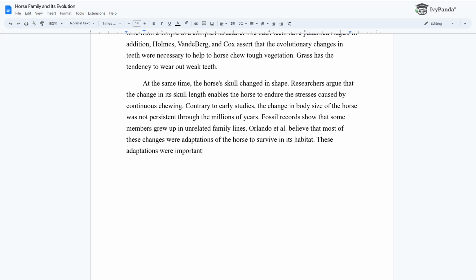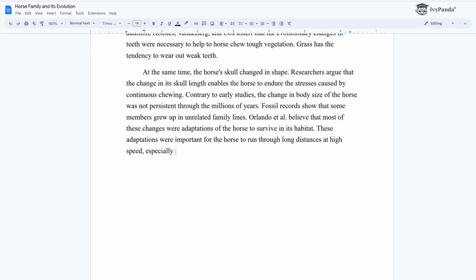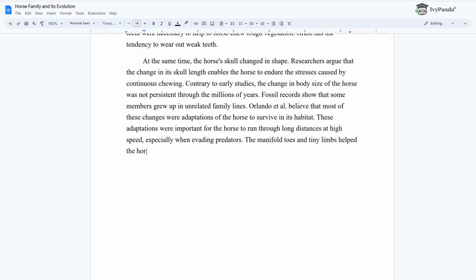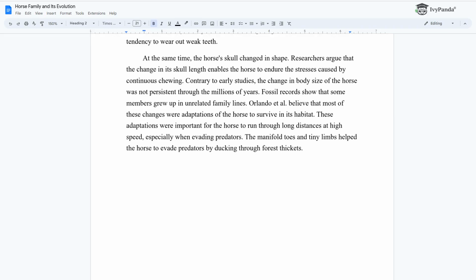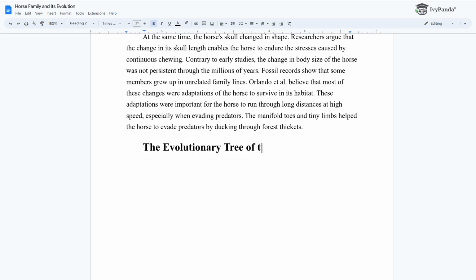These adaptations were important for the horse to run through long distances at high speed, especially when evading predators. The manifold toes and tiny limbs helped the horse to evade predators by ducking through forest thickets. The evolutionary tree of the horse family.